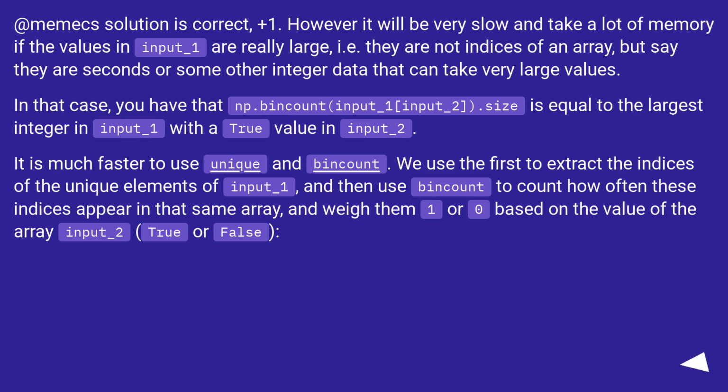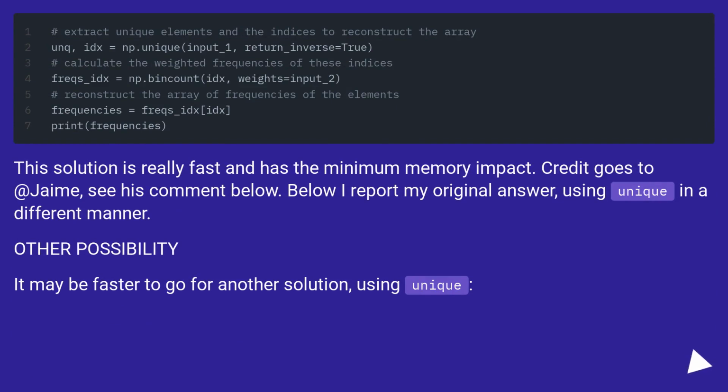It is much faster to use unique and bincount. We use the first to extract the indices of the unique elements of input_1, and then use bincount to count how often these indices appear in that same array, and weigh them 1 or 0 based on the value of the array input_2, true or false. This solution is really fast and has the minimum memory impact. Credit goes to @Jamie, see his comment below.